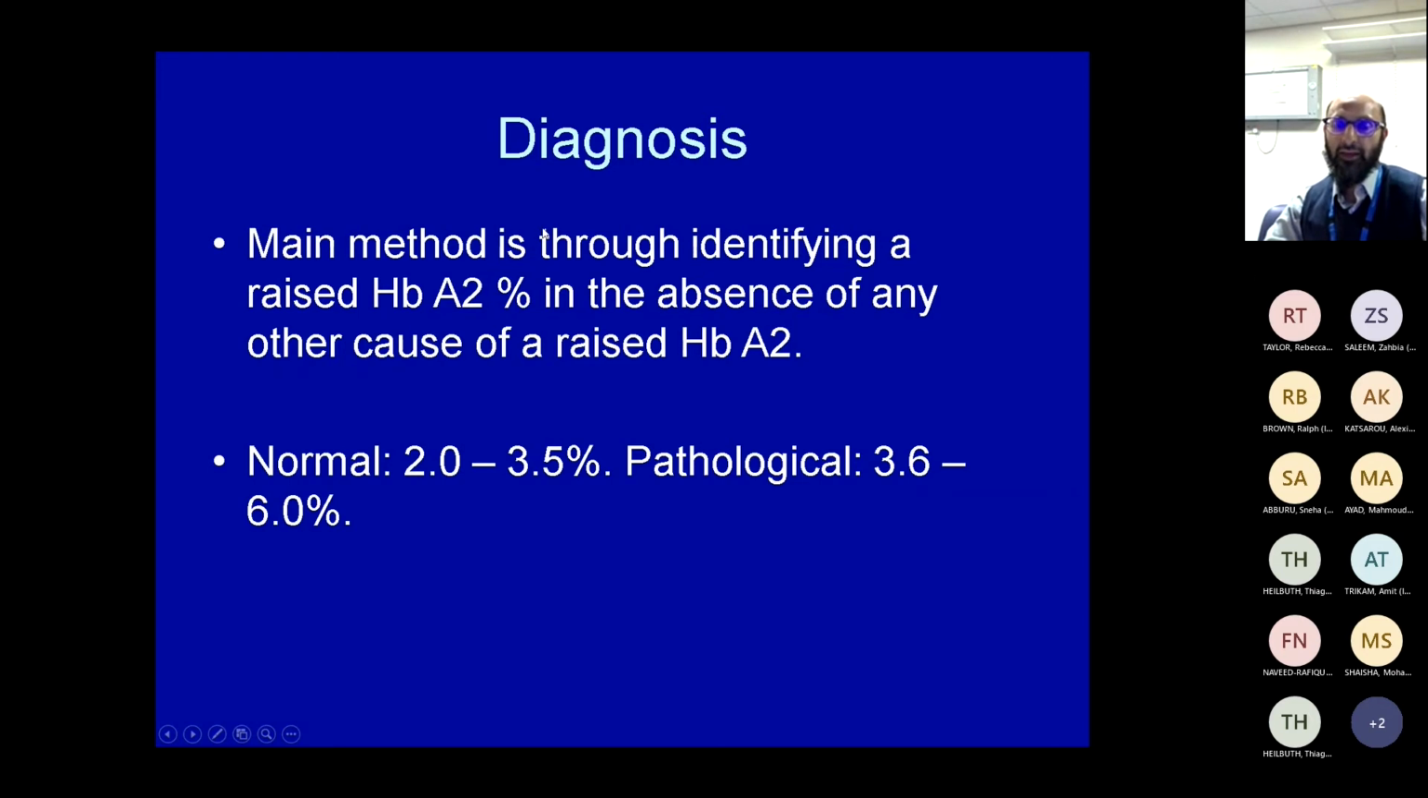So the main diagnostic test for identifying individuals with beta thalassemias is the presence of raised hemoglobin A2 on HB electrophoresis or HPLC, in the absence of any other causes of raised HbA2, which we'll come to later. The normal range for HbA2 is that it makes up between 2 and 3.5% of adult hemoglobins, and if it's above that range, then this is pathological, and in the absence of other causes of raised A2, diagnostic of beta thalassemia.